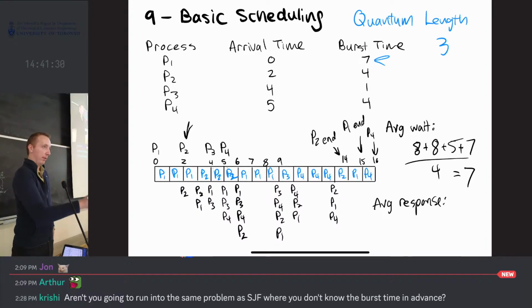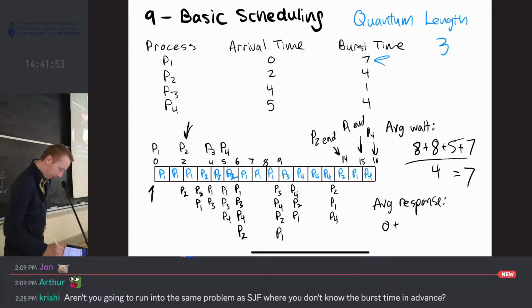So response time is kind of what you were talking about. It is the time from when it first arrived to whenever it first started executing. So it's just the initial time it was waiting around, if you want to word it like that. So the response time for P1, well, it came in at time equals 0 and then started executing at time equals 0, so its response time was 0. For P2, well, it came in at time equals 2 and then started executing at time equals 3, so its response was 1.